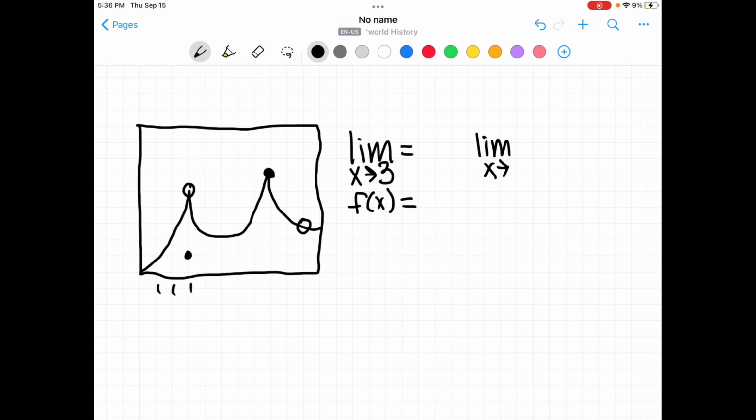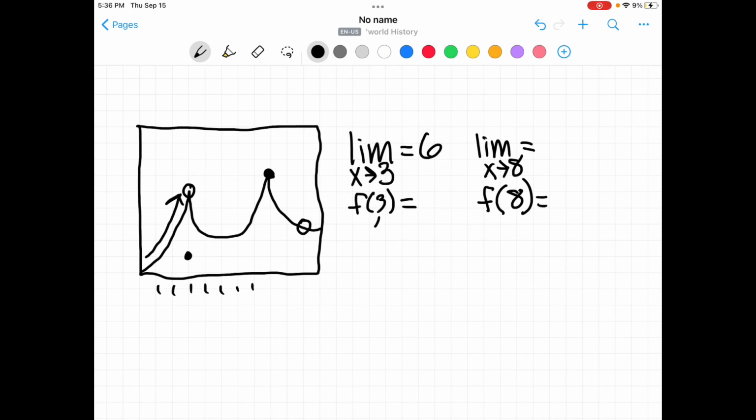4, 8, and then what is the, oh, I did this one wrong. Okay, so the limit is the function or the behavior of the graph. So as it's going this way, the limit is going to be 6, and the f of x, as we know, it has to be a closed point like this one down here, it's going to be 1.